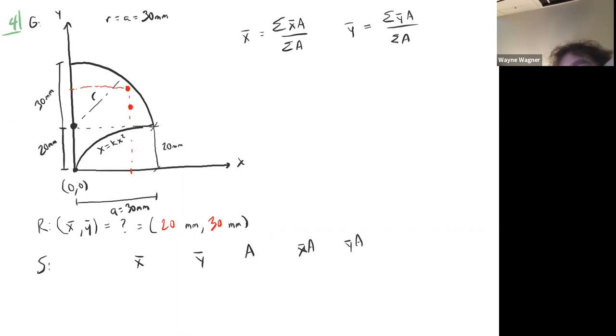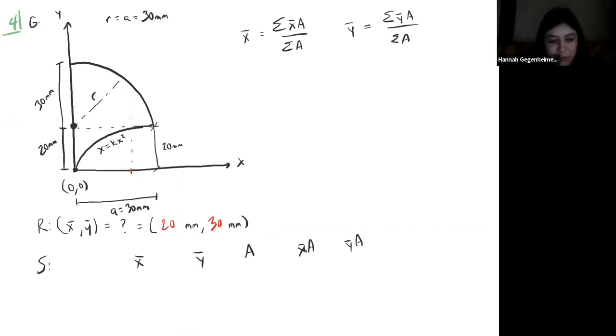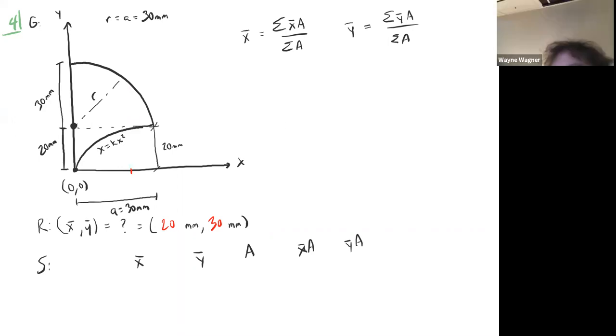Okay, so X bar, Y bar, A, X bar A, and Y bar A. So what shapes do you see? I'm going to erase some noise so that we can see what's going on here. Is that another quarter circle? There is a quarter circle, yes. Let's go, and I'll just put the shape right here. So we've got a quarter circle, and it looks like this.